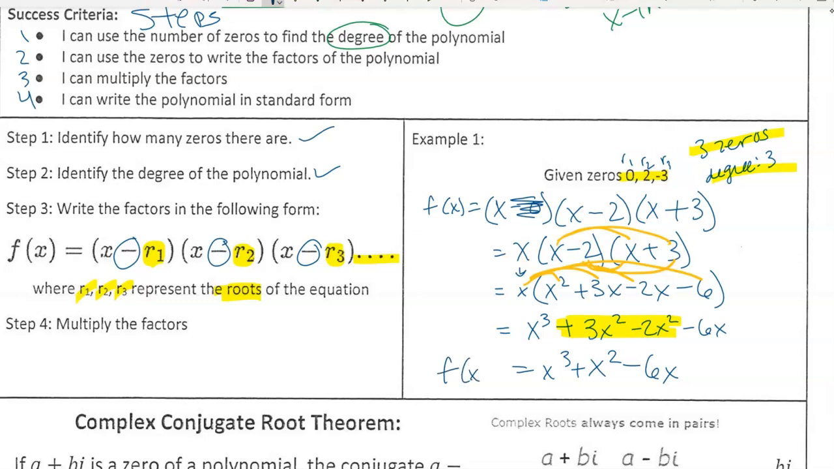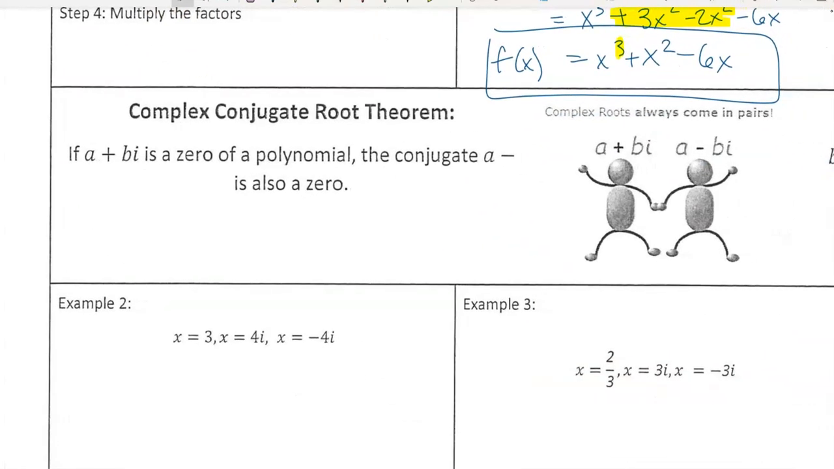So f of x, our original function, is x cubed plus x squared minus 6x. Let's look at that degree. Our highest exponent is 3, just like we said it would be. There were 3 zeros, so our degree is 3.